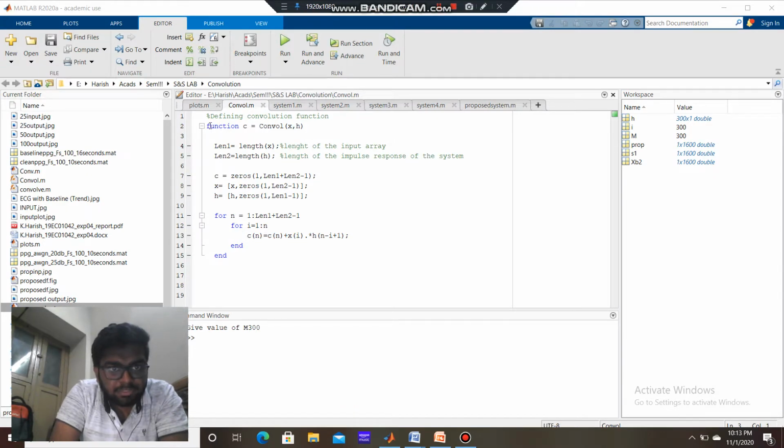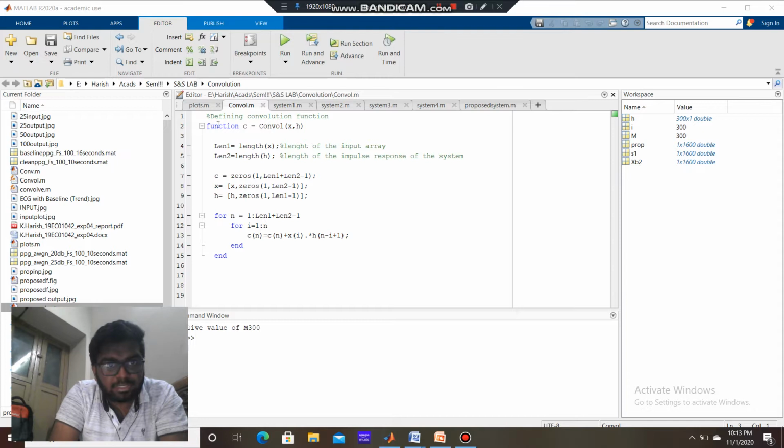Here we have defined the convolution function as convol of x and h. First we are taking the length of the input array which is given, and then we take the length of the impulse response of the systems, and then we run a loop and multiply these impulse responses with each input, and that's how convolution is done as a function in MATLAB.